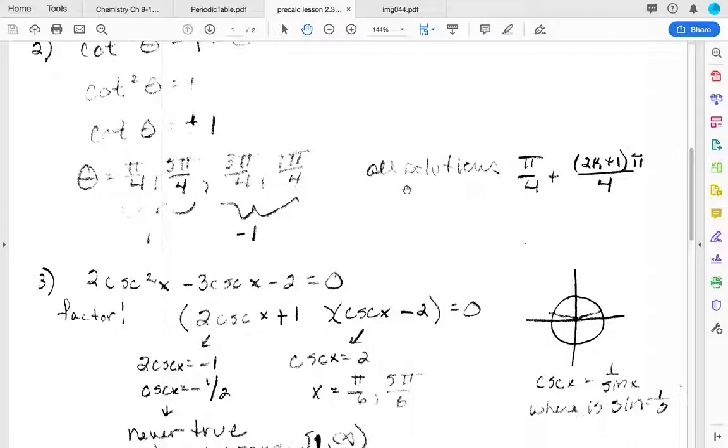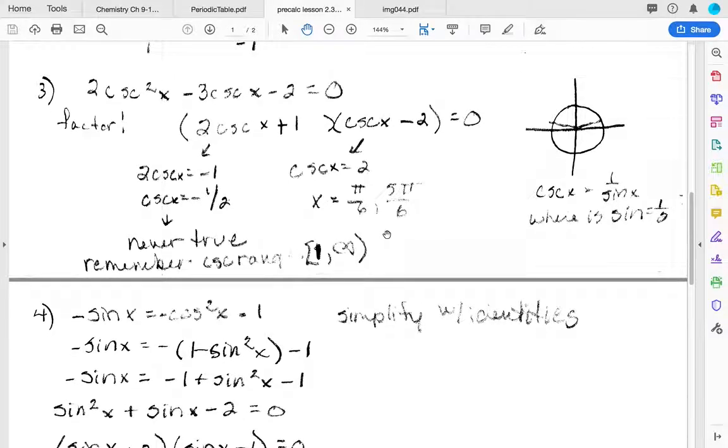But if we look at all solutions, we can consider all solutions at every pi over 4 plus any odd number pi over 4. So 1 pi over 4, 3 pi over 4, 5 pi over 4, 7 pi over 4. Those will all work right there.